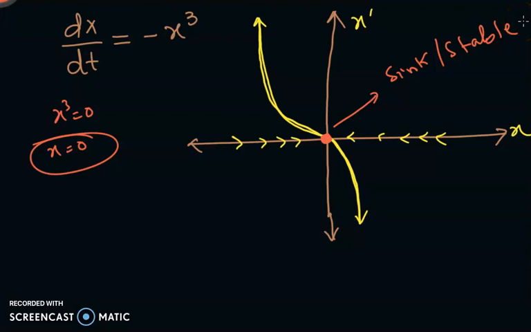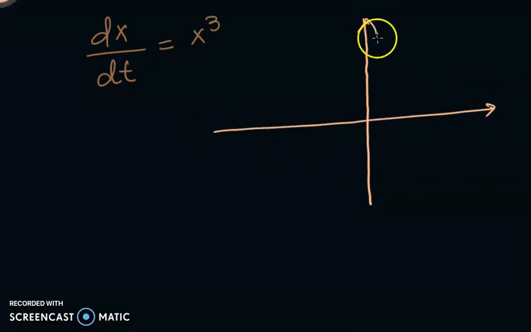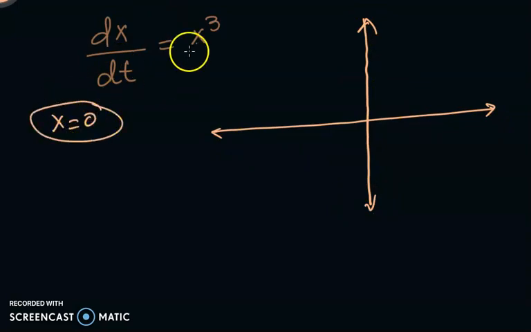Now we are taking another example. Now consider this guy over here, dx/dt = just x cube. Now we can plot this. You can solve and see that x equal to 0 is its equilibrium point. The graph of x prime versus x looks like this.